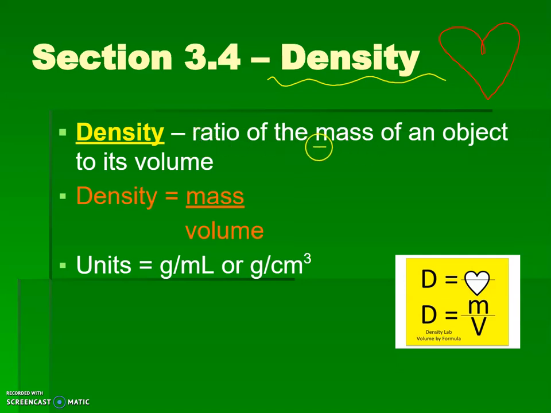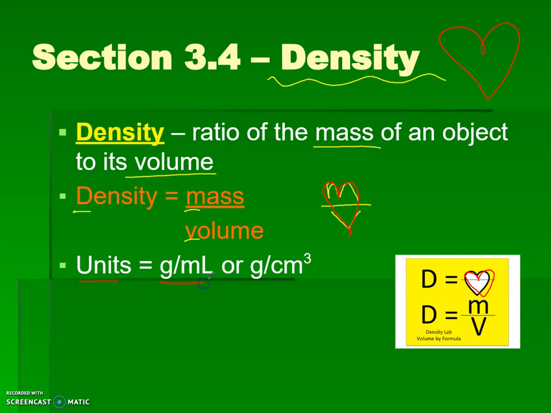It is a ratio of the mass of an object to its volume, how dense something is, how much matter is going to be on the inside. So density is equal to mass over volume. Well, if you take the m over the v, you are going to love this analogy because the m and the v make a heart. Yay! So you can always remember mass over volume.